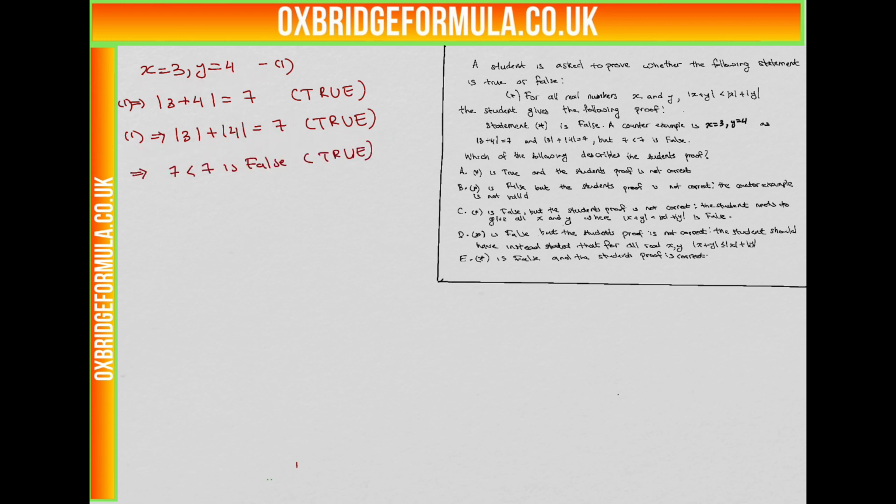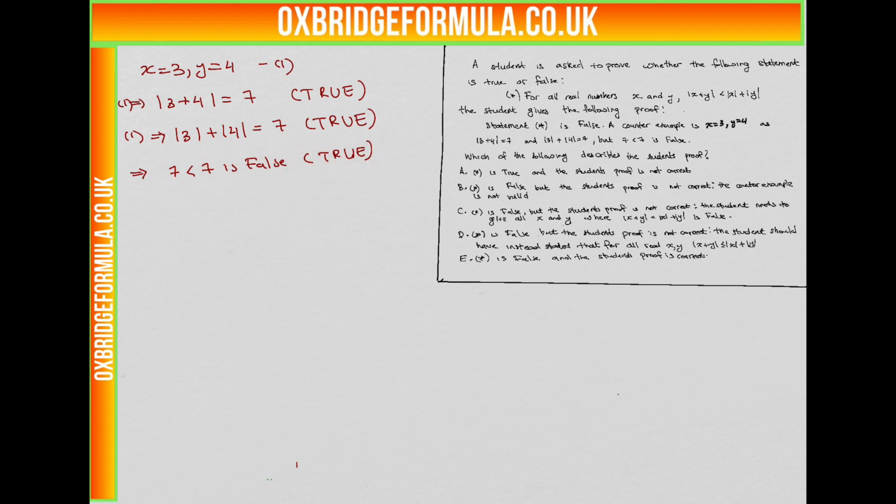And then finally, these two statements here, combined with what statement star is saying. So statement star is saying that 7 is less than 7, and that is false. And the statement that 7 is less than 7 is a false statement, is a true statement. So this statement here is true.